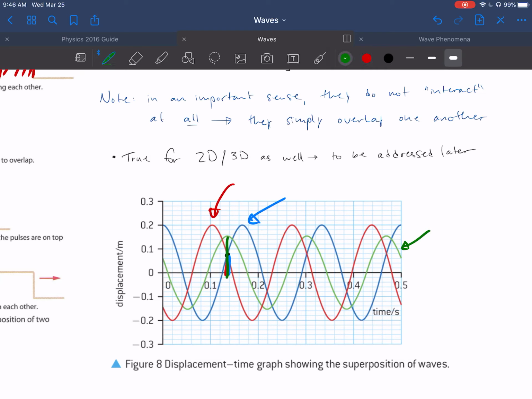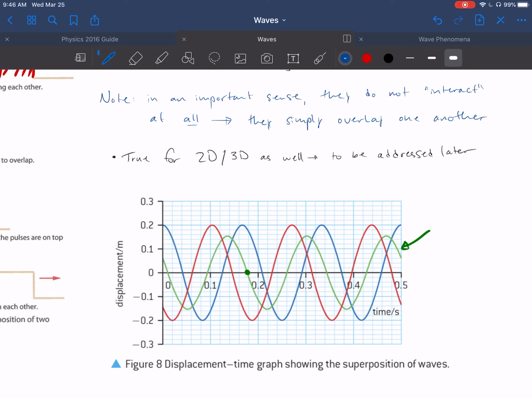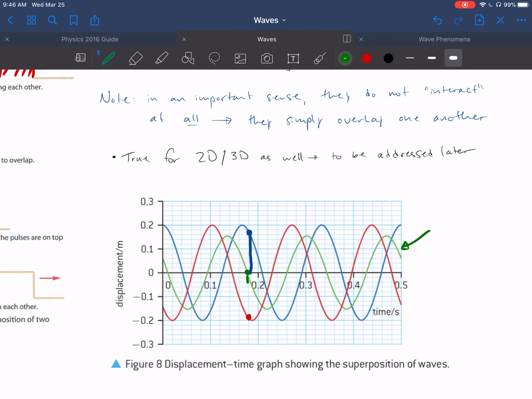Let's try another point. How about this point right here? Well, at that particular point, the one currently indicated by the green dot, we can see that the resultant wave is 0. So we're getting perfectly destructive interference. Let us examine why that is. If I go up here to the same point on the blue wave and down here to the same point on the red wave, I will discover that the amplitude of the blue wave is exactly equal to the amplitude of the red wave, and therefore they cancel out completely.